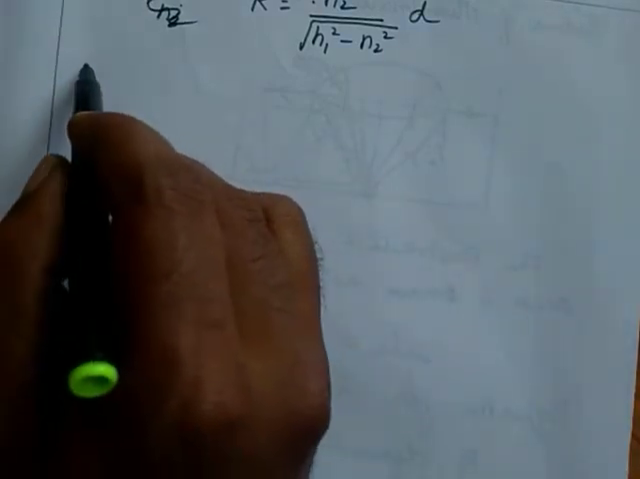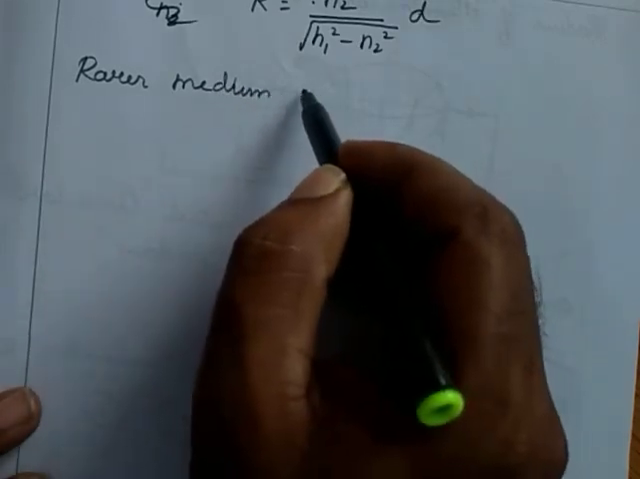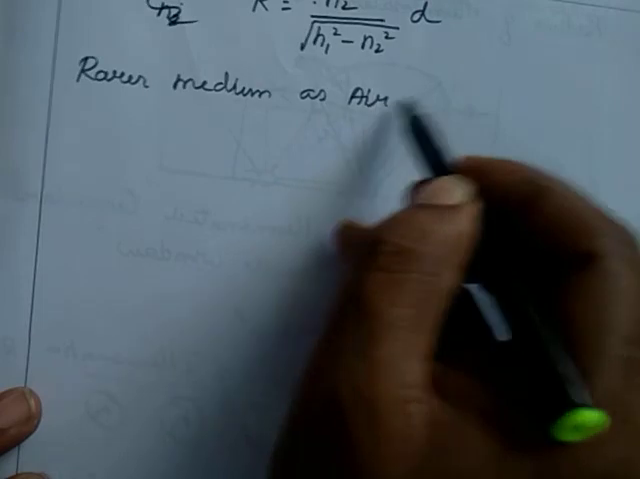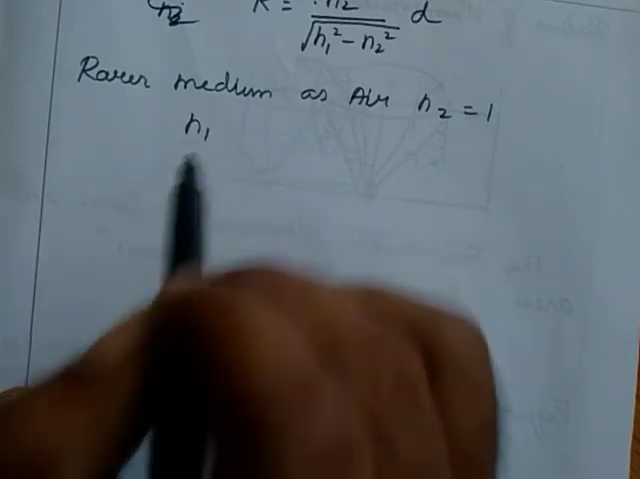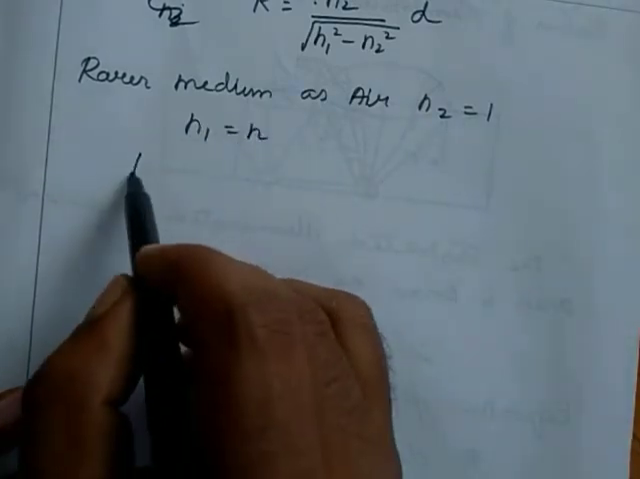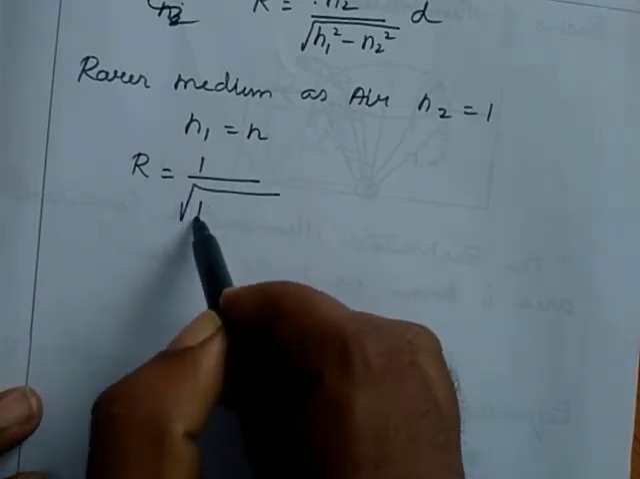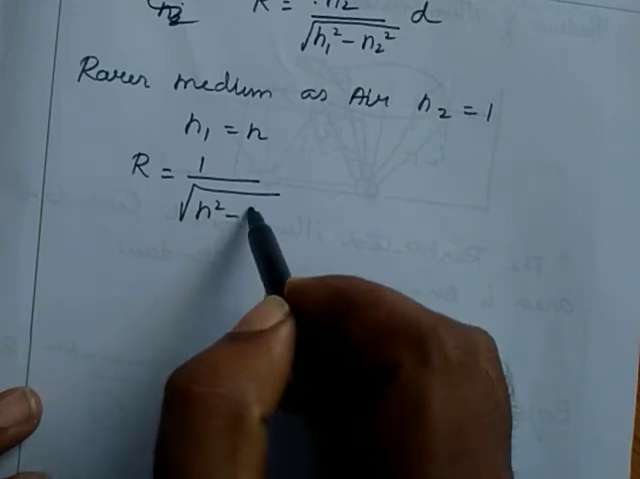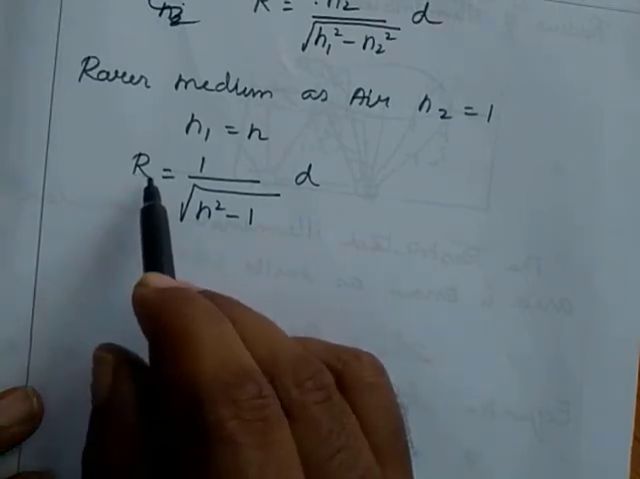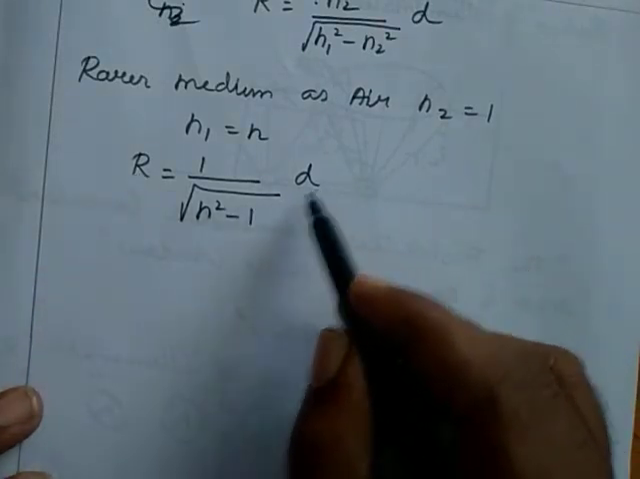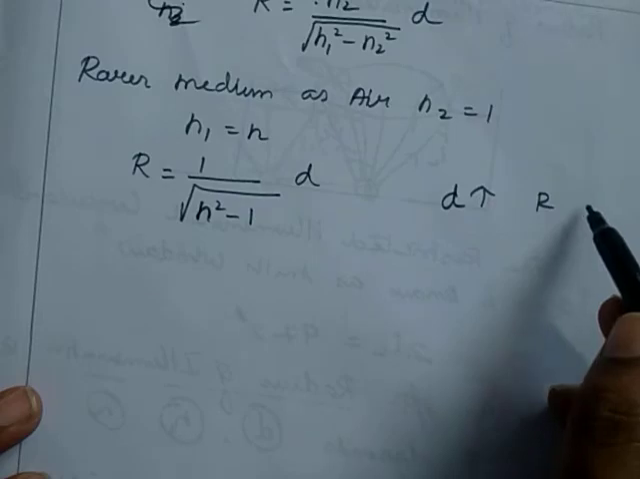Okay, here I consider the rarer medium, that is air. So the refractive index n2 becomes 1 and the refractive index of the water medium is said to be n. Then the relation becomes r is equal to n2, that is 1, root of n1 is n square minus 1, into d. Here the radius of illumination depends on depth and refractive index of the medium. If the depth increases, radius of illumination increases.